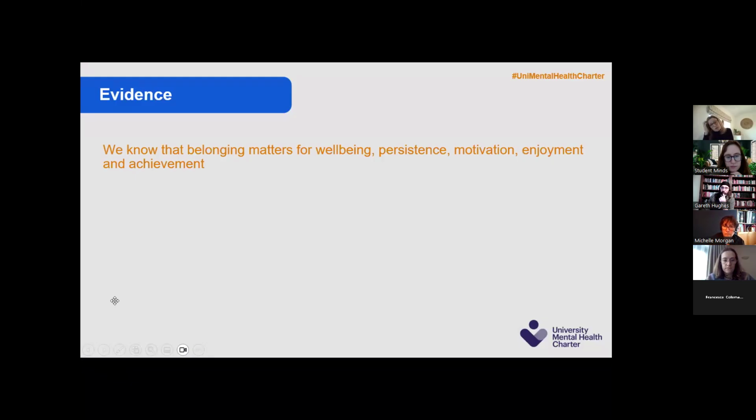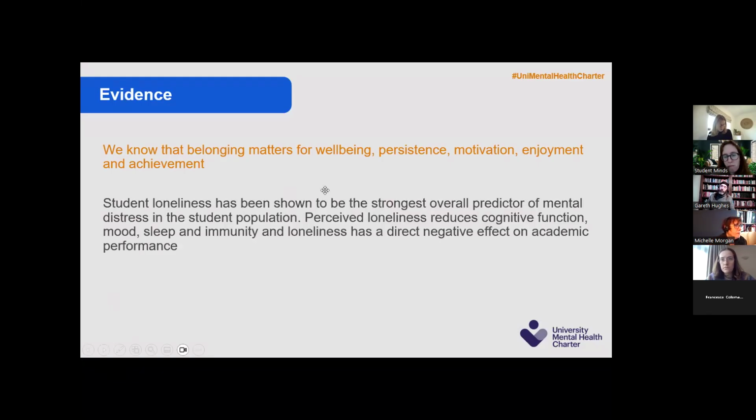So we know that for students, belonging matters for their well-being, for whether or not they continue on to graduation, for their engagement with their course, for their enjoyment, and ultimately for their academic achievement. We also know that student loneliness is currently the strongest predictor that we can see of mental distress in the student population. And we know that the impact that loneliness has, particularly on students, is quite significant in that we know it impacts on cognitive functioning, ability to concentrate, memorize, access memory, and as a result, it has a direct negative impact on academic performance.